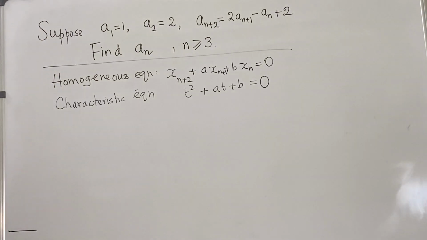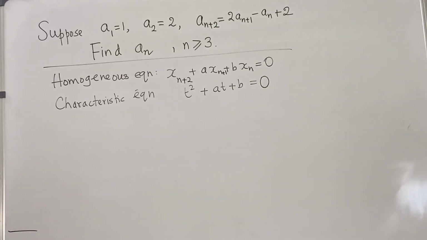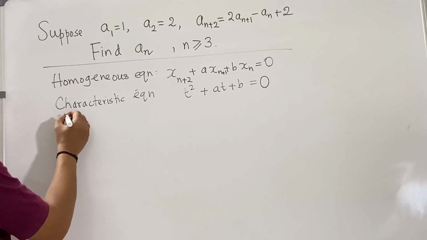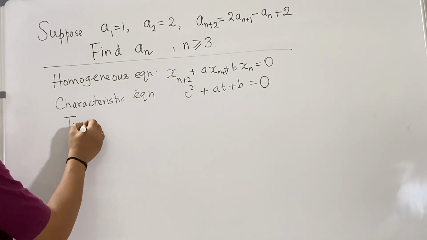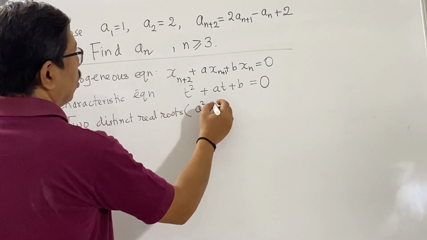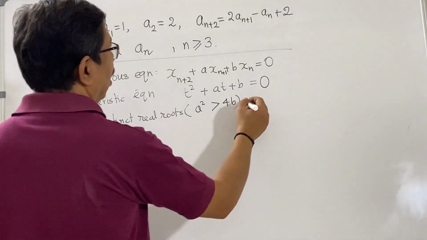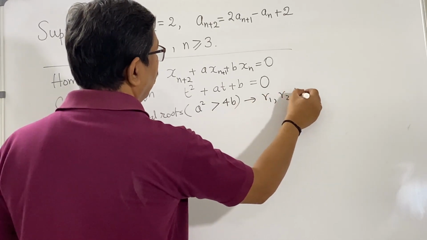Let us now consider a homogeneous equation of this kind: x(n+2) plus a x(n+1) plus b x(n) is equal to 0. This has the characteristic equation t squared plus at plus b is equal to 0. Now this is a quadratic equation, and we know that there can be three situations. There can be two distinct real roots, and this will happen if a squared is greater than 4b. In this case, let r1 and r2 be the two roots.